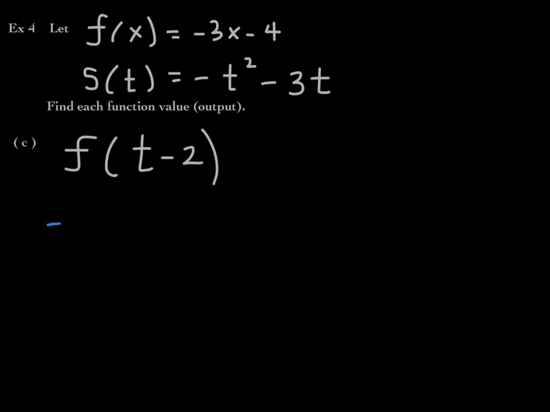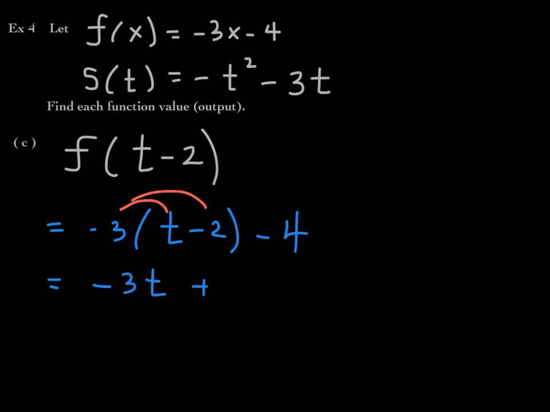It'll look like negative 3 times t minus 2 minus 4. Do you see what I did there? I took t minus 2 and I replaced that input variable with t minus 2. Now all you have to do is simplify. You're not solving anything, you're just simplifying. Distribute the negative 3 and you get negative 3t plus 6 minus 4. So then the output simplified is negative 3t plus 2. This is your output or your function value.